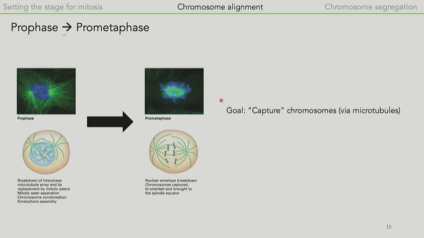Okay. So the next step is, in some textbooks you'll see it as just prophase go right into metaphase. The book we're using does talk explicitly about prometaphase. And in this stage, the nuclear envelope is going to break down, and then the chromosomes are going to be captured by the microtubules, and that's the term that's used.